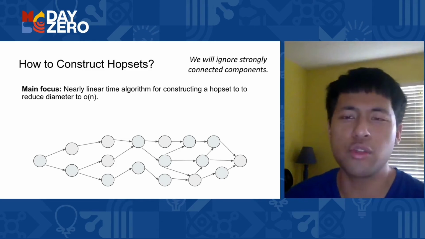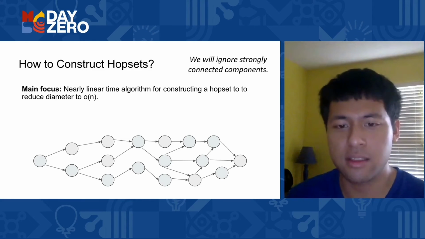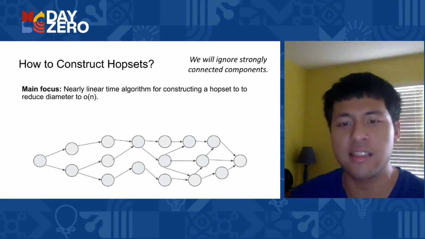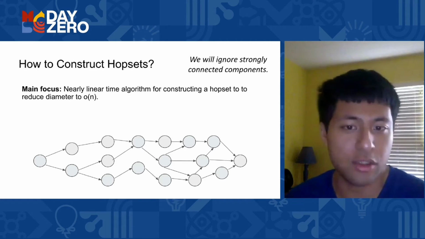Also, we're going to ignore strongly connected components because in those parts of the graph, very efficient Hopsets exist. So I'm just going to assume the graph's a DAG.